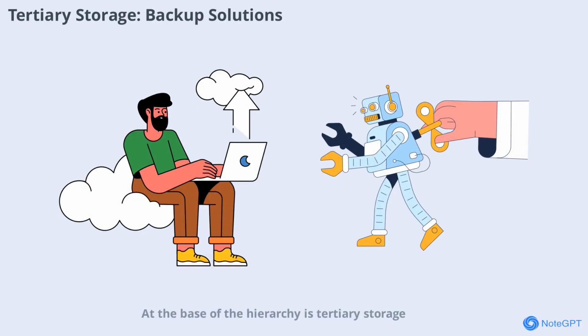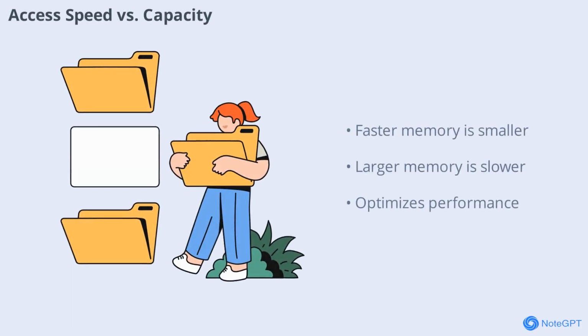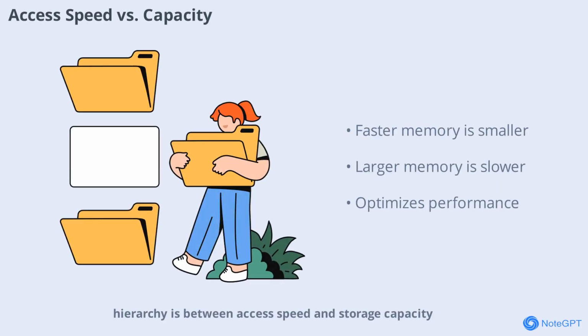The base of the hierarchy is tertiary storage, which includes devices like magnetic tapes and optical disks. These are mainly used for backups and archiving large amounts of data that aren't needed frequently. Tertiary storage is even slower than secondary storage but offers massive capacity at a low cost. It's ideal for storing data long-term, such as system backups, old records, or large media files that you don't access every day.